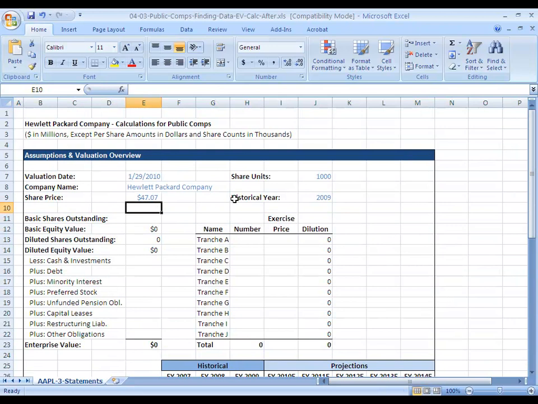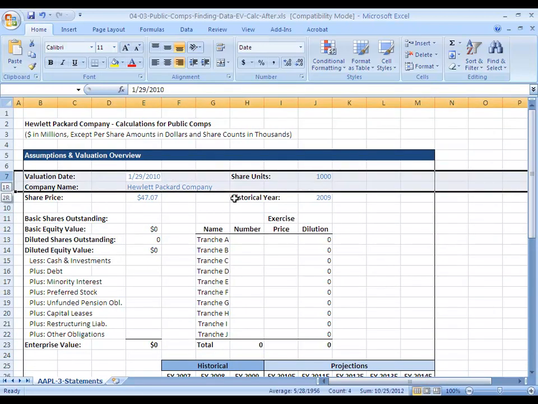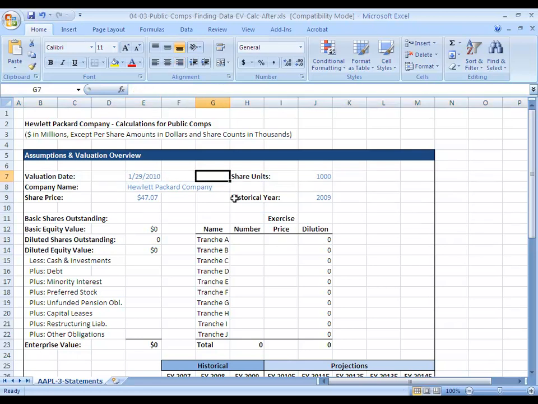So to start with, we have some basic information filled in at the top: the valuation date and the company name. The share units is here just to remind us that shares are in thousands throughout and to make dividing cleaner, because we don't want to always be hard coding in the numbers. We want to have a variable defined somewhere. Historical year, again, we are starting at the end of Hewlett-Packard's fiscal year 2009, which ends in October. And then the share price, I just pulled this from Google Finance on January 29th, 2010.